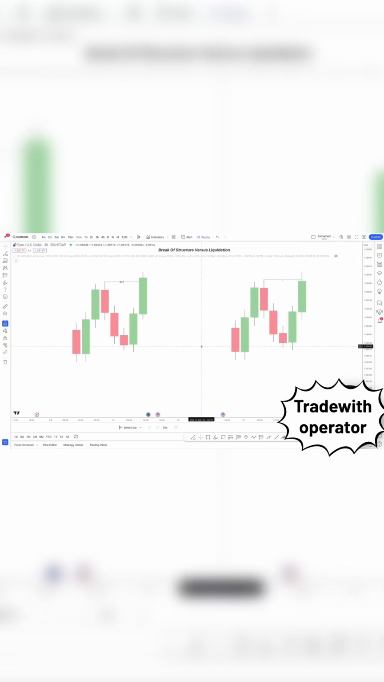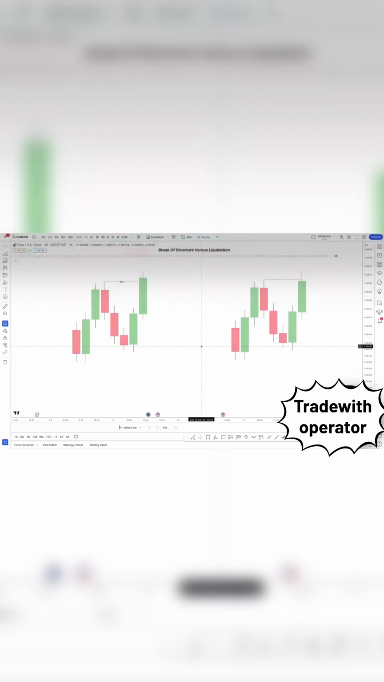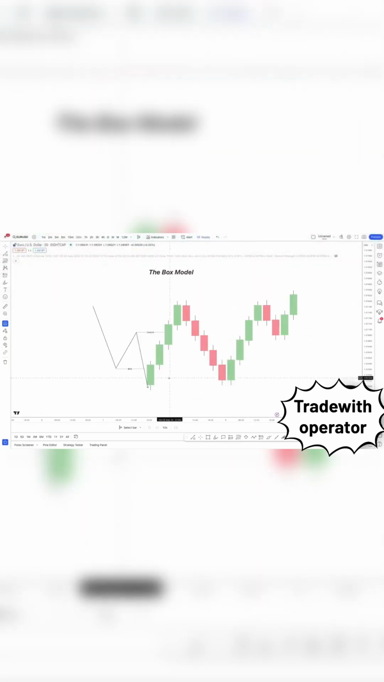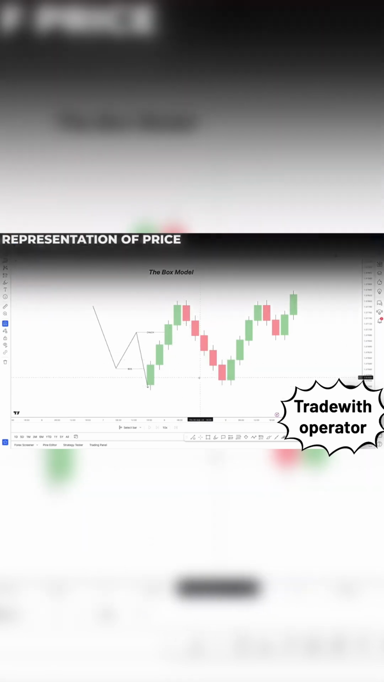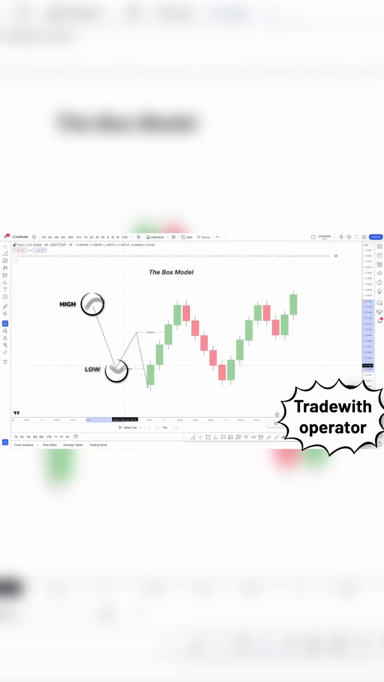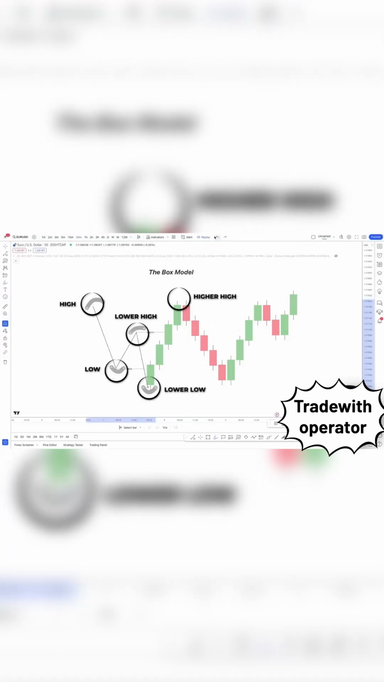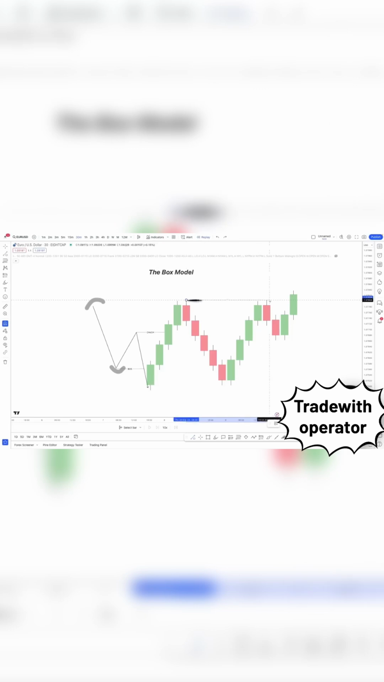Now let's go into the box model and how we understand what is a valid high and what is a valid low. Essentially what we have here is a representation of price. You can see that price was bearish. We had a high, a low, a lower high, a lower low, then we had a higher high, a change of character. That is essentially when price shifts from bearish to bullish. Then we have this high and this high gets broken. That is obviously a break of structure. And then price pulls back.